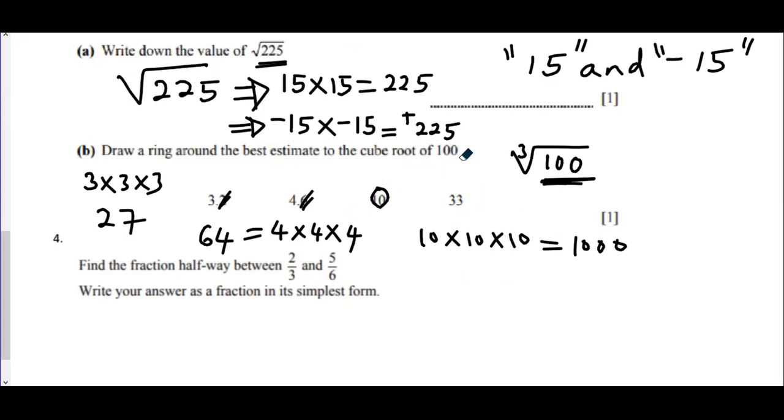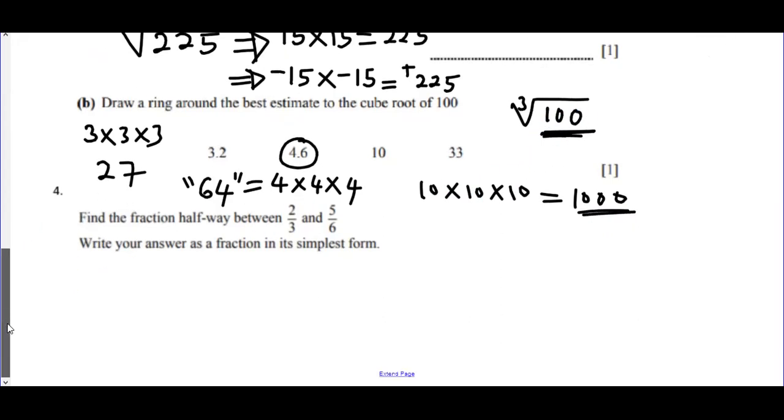So the best estimate to the cube root of 100 is basically 4.6. Because when you take a whole number 4 multiplied by itself three times, you're going to end up getting 64. Now 64 is closer to 100. When you take 10, 10 times 10 times 10 is going to give you 1,000, which is way far from 100. Okay, so the next question is: find the fraction halfway between 2 over 3 and 5 over 6.